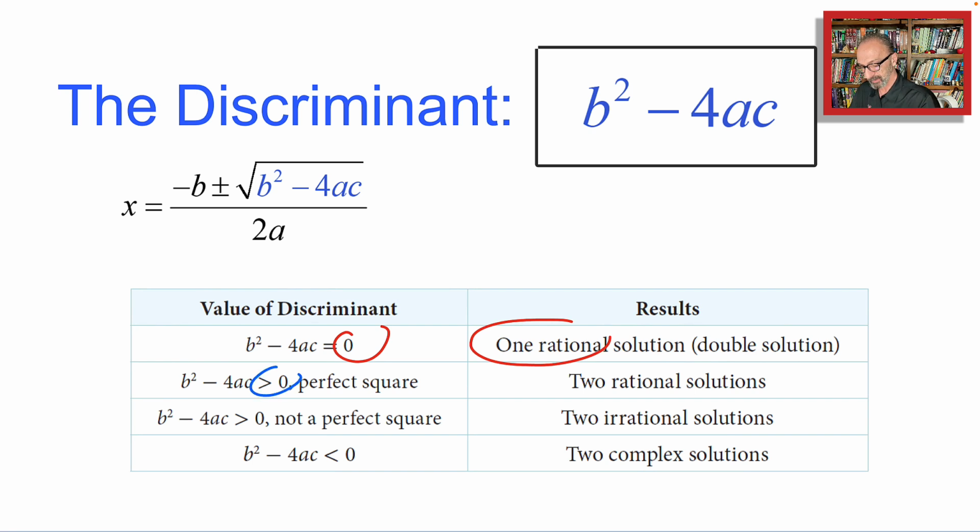If it's positive, but a perfect square, something like 36 as an example, the square root of 36 is 6, so we end up adding and subtracting 6 in the numerator. That will give us 2 rational solutions. In case it was positive, but not a perfect square, like a prime number, for example 5, the square root of 5 is irrational. That's in decimal form, a non-repeating, non-terminating decimal. That will give me 2 irrational solutions.